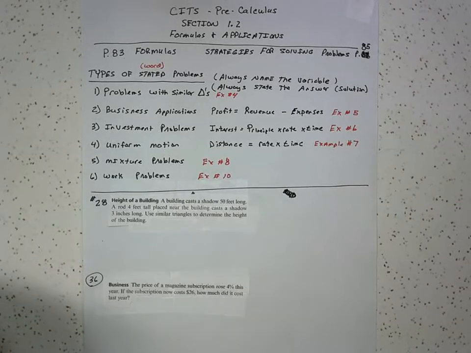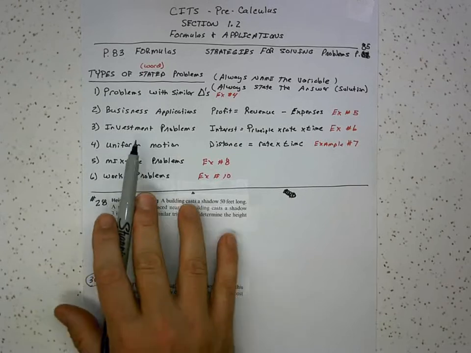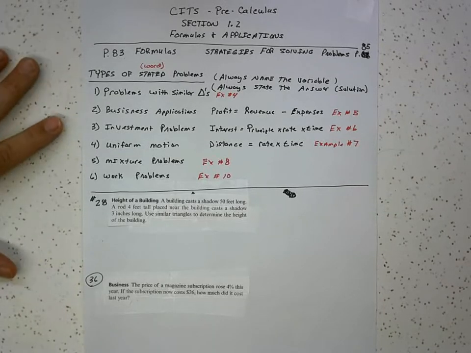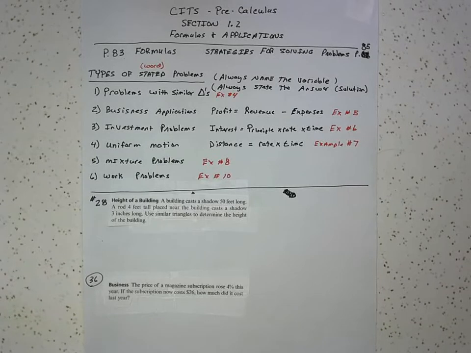CITS Pre-Calc Section 1-2 is on formulas and applications. Now what they start with are just some general formulas, be it our similar triangles, business applications, things like that. We go to investment problems, uniform motion, which are usually a little more difficult with the distance, rate, and time, the mixture, and the work problems. So in general here, they've got 6 different types of problems that they have us work through in this section.